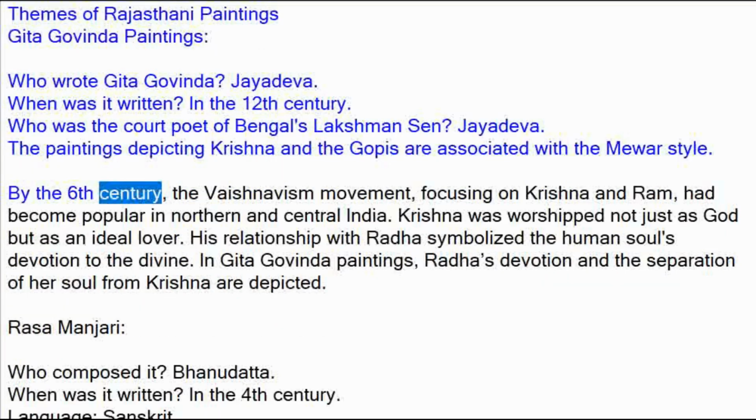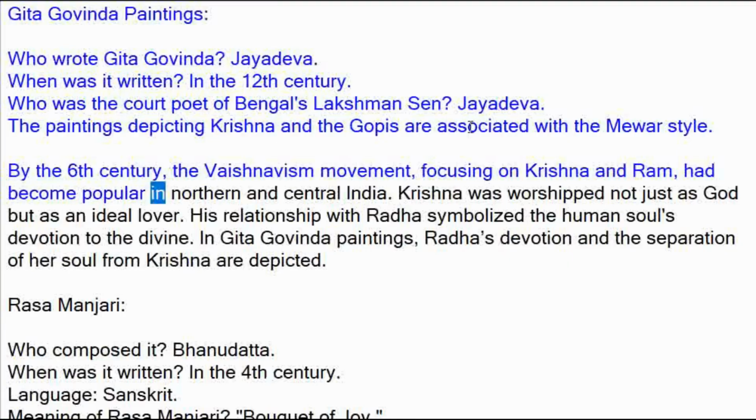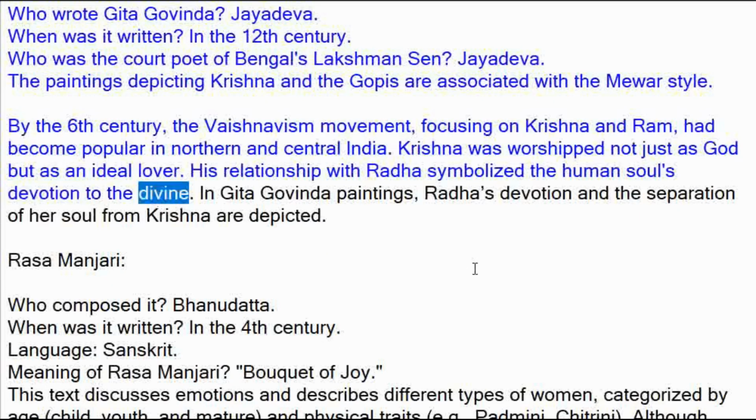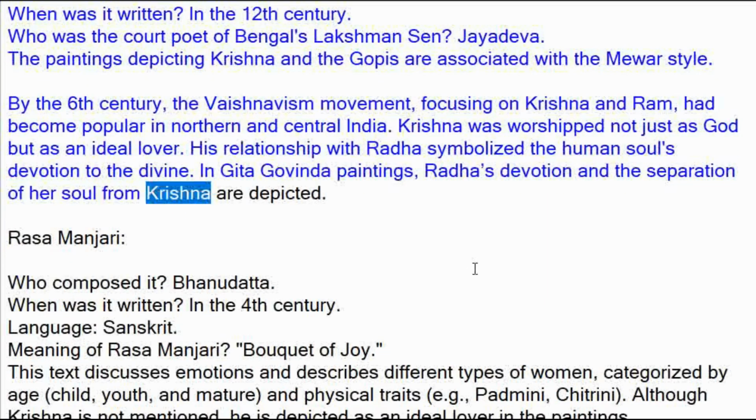By the 6th century, the Vaishnavism movement, focusing on Krishna and Ram, had become popular in northern and central India. Krishna was worshipped not just as God but as an ideal lover. His relationship with Radha symbolized the human soul's devotion to the divine. In Gita Govinda paintings, Radha's devotion and the separation of her soul from Krishna are depicted.